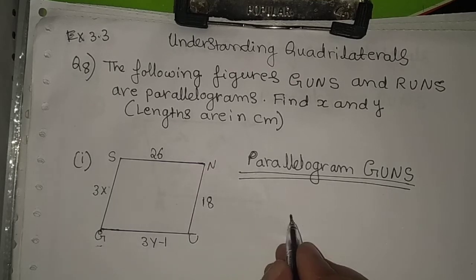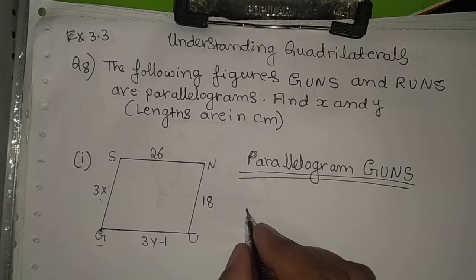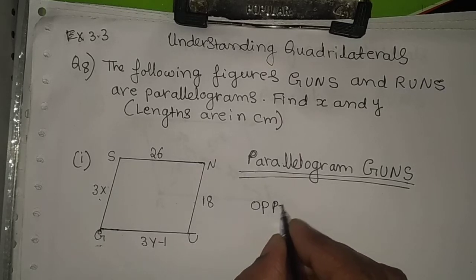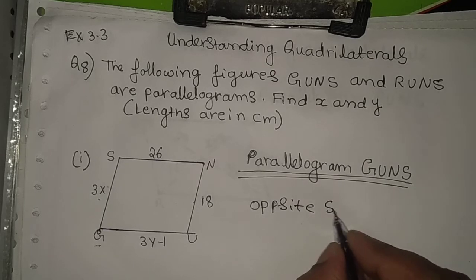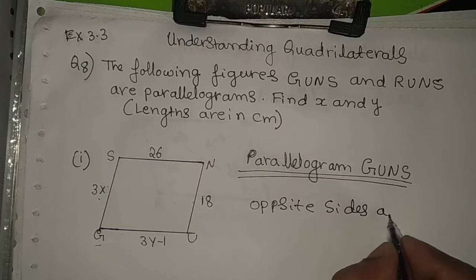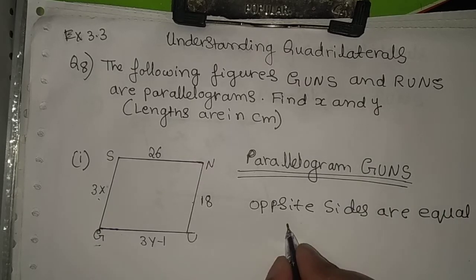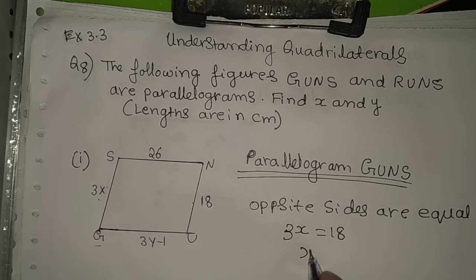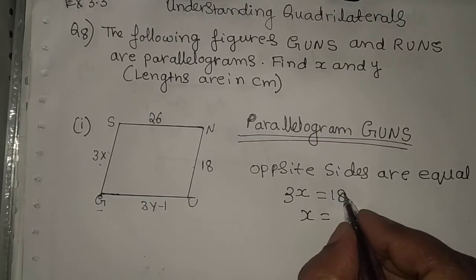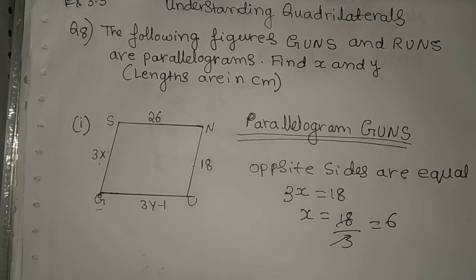So in the figure, first we will take the opposite sides. Since in the parallelogram opposite sides are equal, first take 3x is equal to 18. Therefore x is equal to how much? 18 by 3 is equal to 6. 3 sixes are 18.